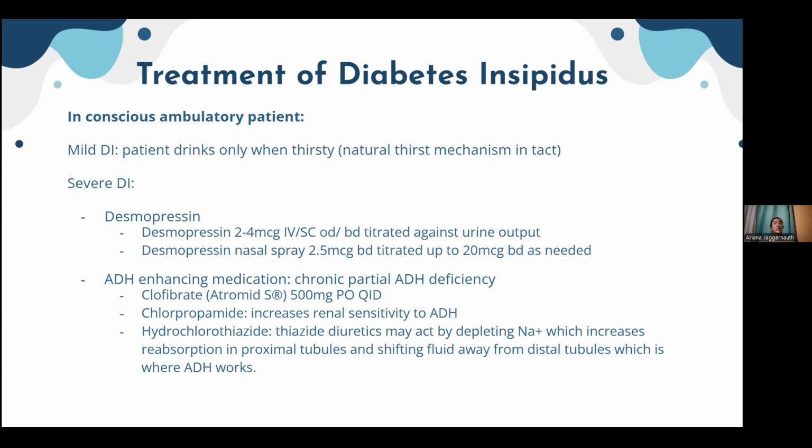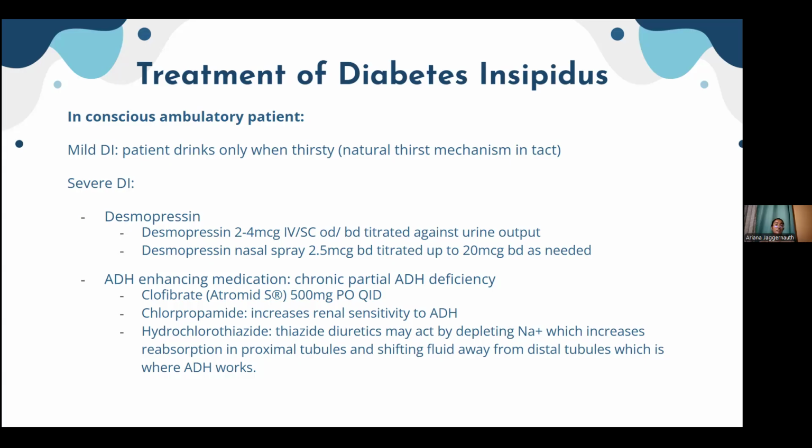So the treatment of diabetes insipidus depends on whether the patient is conscious or unconscious. In the conscious ambulatory patient who has mild diabetes insipidus, the patient only drinks when thirsty, and this is because the natural thirst mechanism is intact. In cases of severe diabetes insipidus, one can consider desmopressin administration, and this is given at a dose of 2 to 4 micrograms, either IV or subcut, either once or twice a day, and it's titrated against the urine output. And it's typically used in conjunction with a desmopressin nasal spray at a dose of 2.5 micrograms BD, titrated up to 20 micrograms BD as needed, again, based on the urine output.